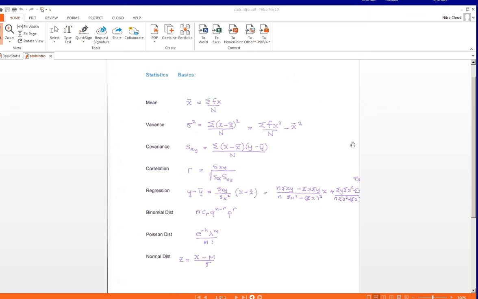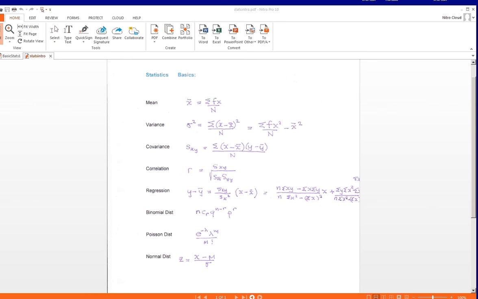We'll talk today about the most basic elements of statistics. We'll talk about the mean and then the variance. So let's look at this first formula. X bar equals sigma fx over n. X bar is a notation for the mean. Sigma means the sum of x times x over n.